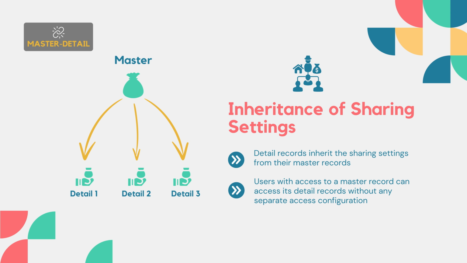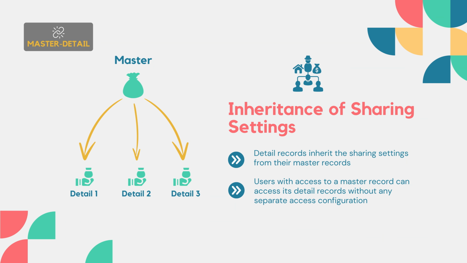Inheritance of sharing settings. In master-detail relationship, the detail records inherit or derive their accessibility or sharing settings from the corresponding master record. This means that if a user has access to the master record, that user will also be able to access the related detail records. Otherwise, that user will not be able to access only the detail records.